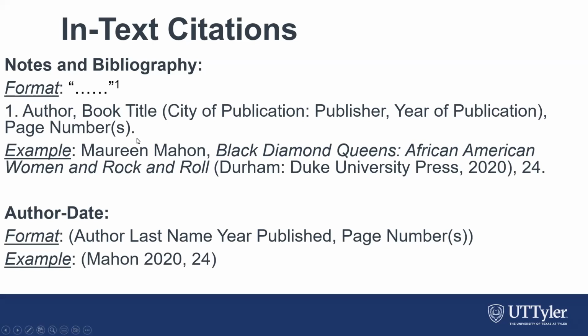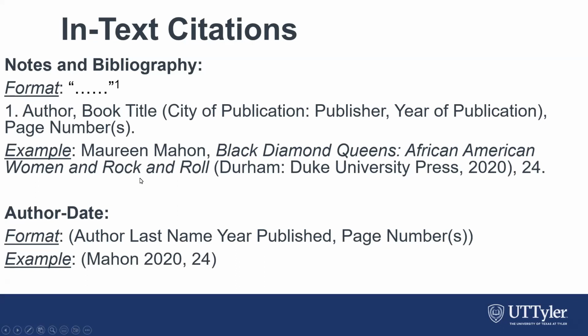It's author, comma, book title, italicized, open parenthesis, city of publication, colon, publisher, comma, year of publication, close parenthesis, colon, comma, the page numbers that you were citing. So this would be Maureen Mahan, comma, title of the book, and so on. That's how you would cite in notes and bibliography.